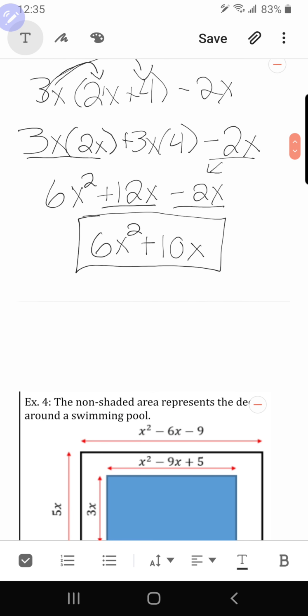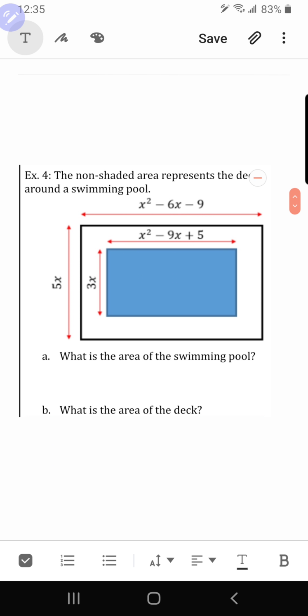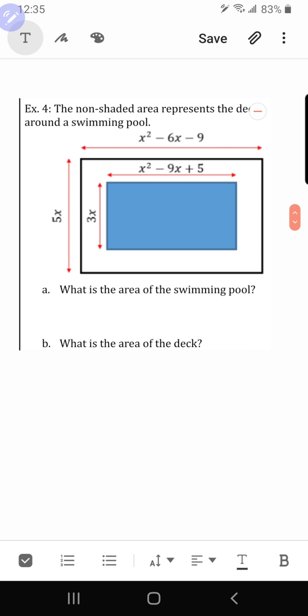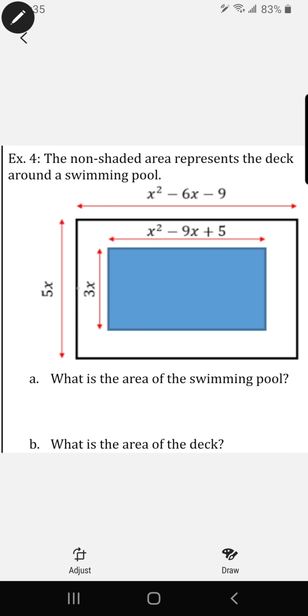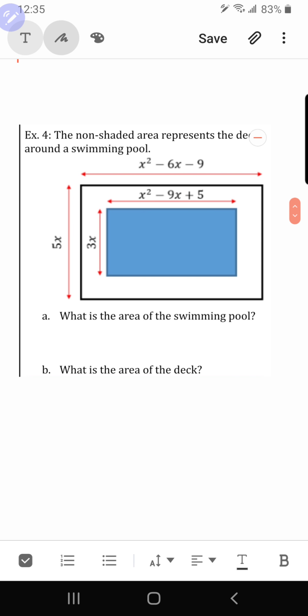Now the next question asks, what if we have a word problem, something a little different? Now I have to create my own expression. Here it says the non-shaded area represents the deck around a swimming pool. So that means all this white part right here is my deck. The blue is my actual pool.